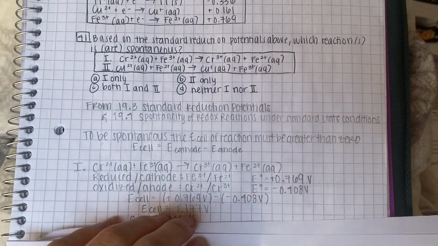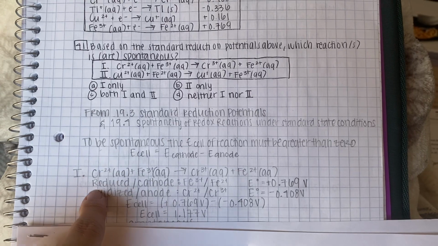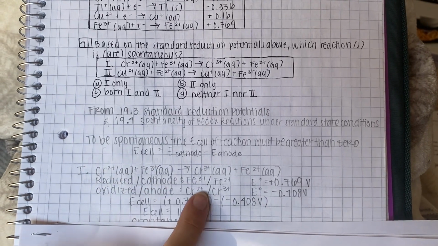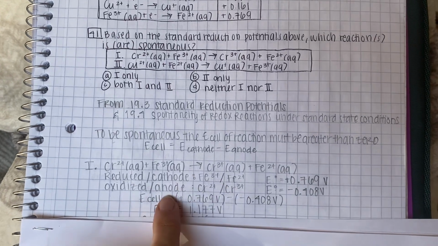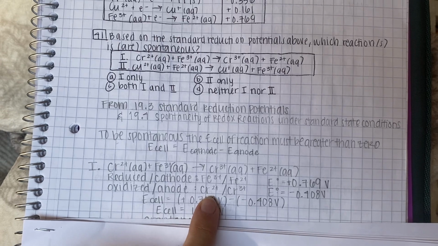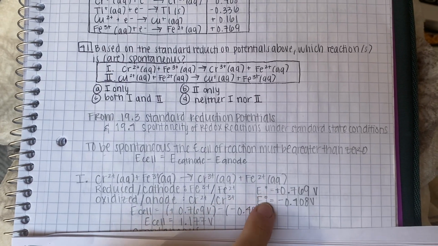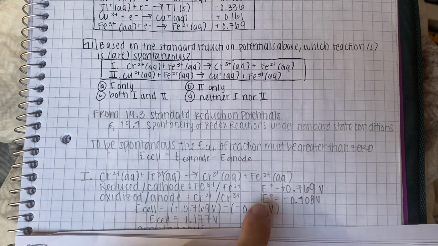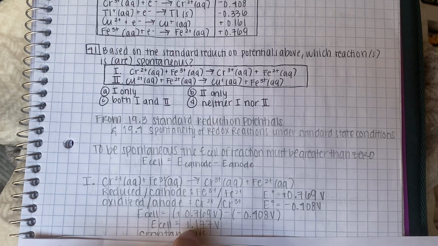And so for the first equation, we know that the iron is going to be reduced because it goes from a charge of 3 plus to 2 plus. And so the chromium is going to be oxidized, which is also going to be the anode. It goes from 2 plus to 3 plus. And so then if we plug our standard reduction potentials into our equation, we get 1.177 volts, which would make it a spontaneous reaction.